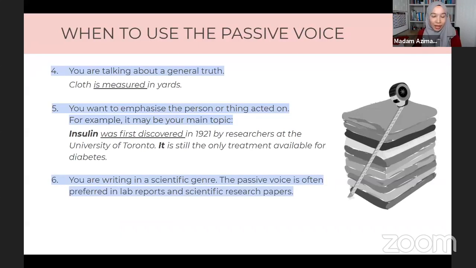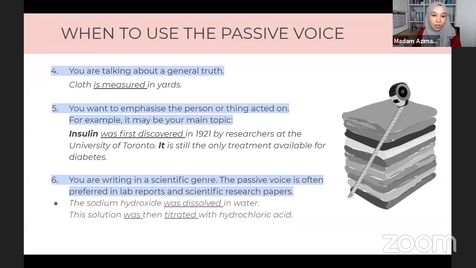And then the last reason that you might want to use the passive voice is if you're writing in a scientific genre. So the passive voice is often preferred in lab reports and scientific research papers. So for example, the sodium hydroxide, that's the subject, was dissolved, the whole thing is passive, in water. This solution was then, what's that word? Titrated with hydrochloric acid. So I'm giving you big words.